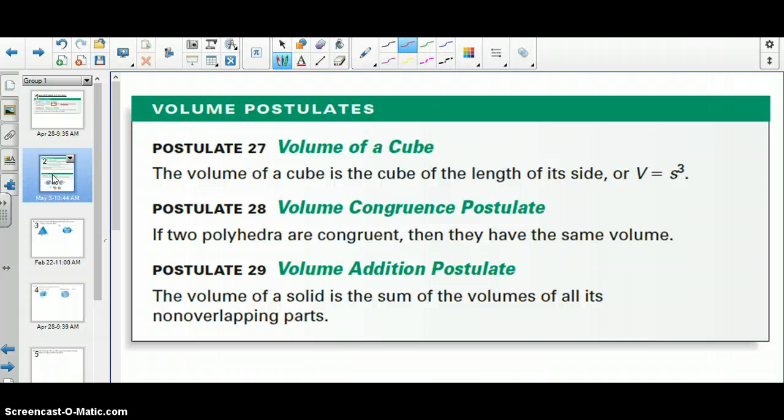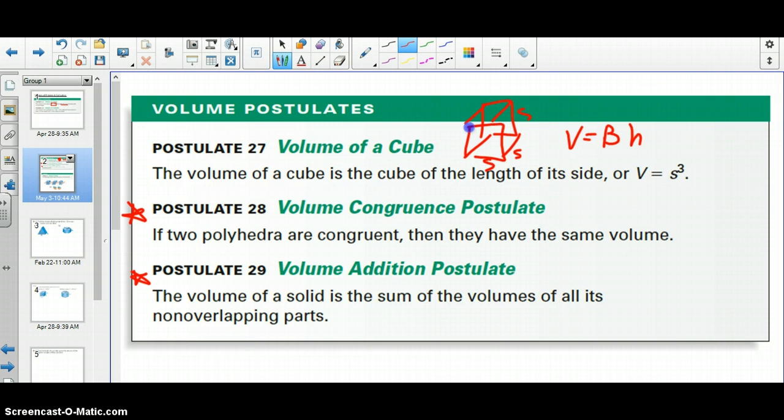The volume of a cube is just the length of each of its sides cubed. So if you had a cube and you wanted the volume, essentially it is still the area of the base times the height, but you can make the shortcut and just say it's the side length cubed. And here are just some extra things here.